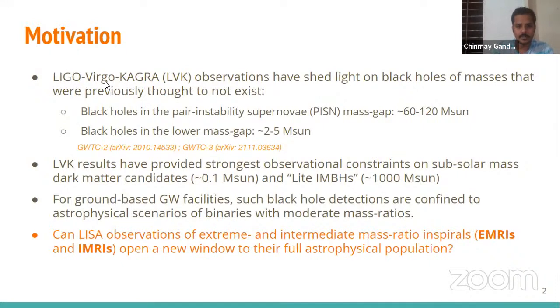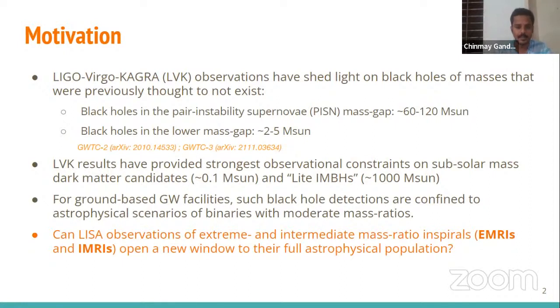The LVK observations, the LIGO Virgo KAGRA observations, have shed light on black holes that we previously did not know existed, for example the pair-instability mass gap and the lower mass gap of about 2 to 5 solar masses. Also, LVK has provided a very strong observational constraint on sub-solar mass black holes, which are dark matter candidates, and also on light IMBHs, which are intermediate mass black holes.